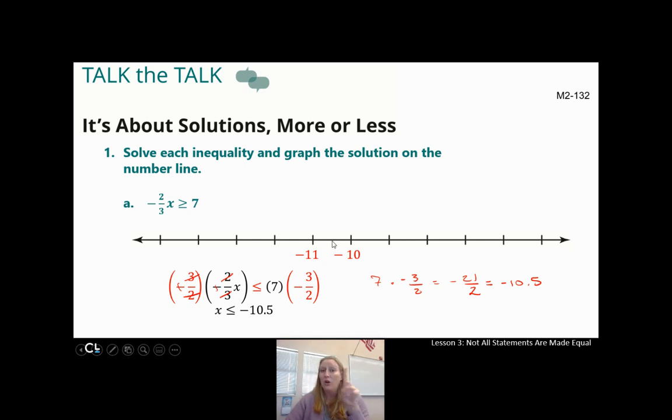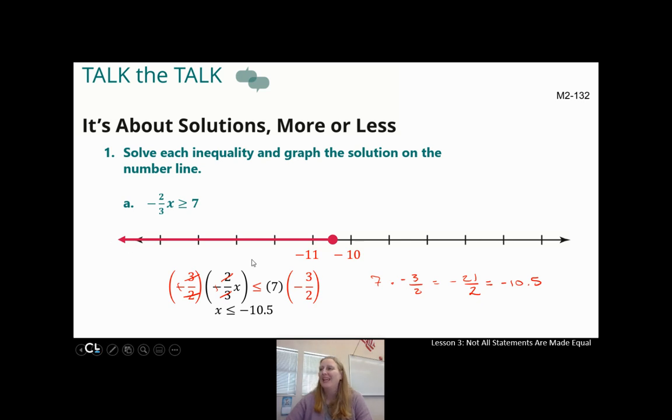Now, open circle or closed circle? I have a squashed equal sign. That means that negative 10.5 is part of the solution set, which means it's a closed circle. Also, I noticed that x is less than negative 10.5. X is the smaller guy, so I've got to go in the smaller direction. Remember, left moves us in the smaller direction, so I've got my big arrow pointing to the left.